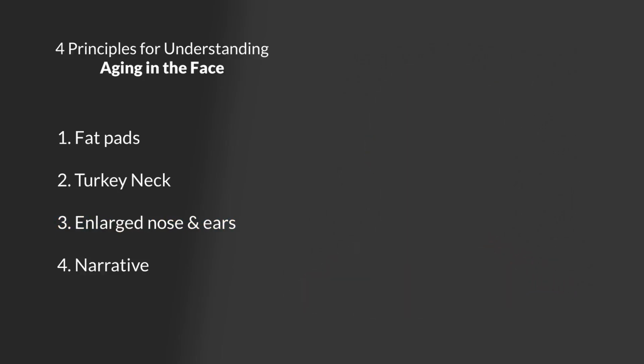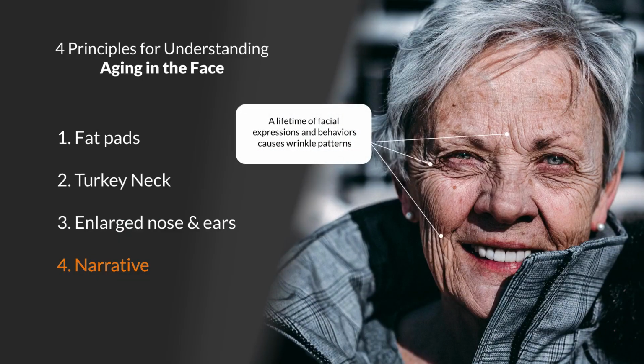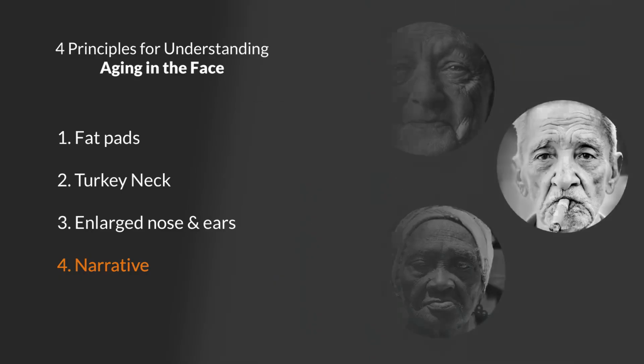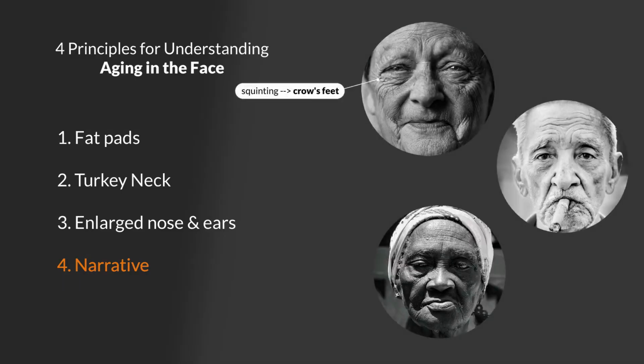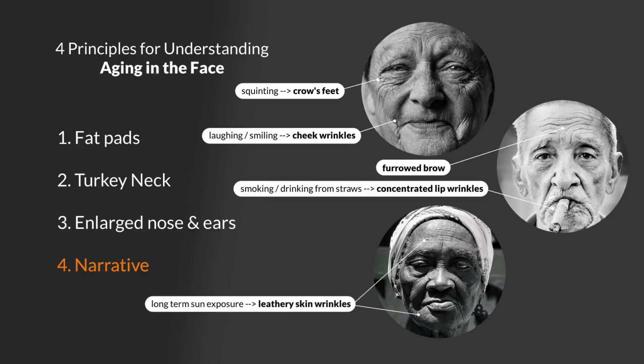Number 4, again, is narrative. This is especially important when it comes to wrinkles, which are determined by situations, habits, personality. Things like if a person squinted a lot over their lifetime, they get crow's feet. If a person laughed and smiled a lot, they get cheek wrinkles. If a person furrowed their brow a lot, if a person smoked or primarily drank with a straw, if a person spent a lot of time in the sun, these kinds of things have a very real effect on wrinkle formation and concentration.